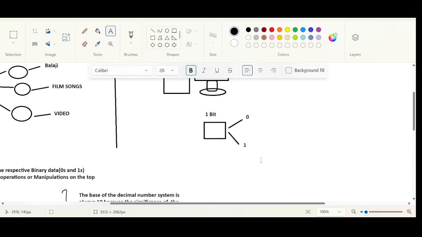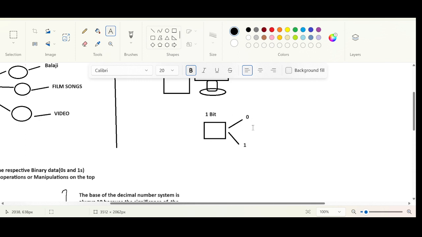It is the smallest piece of memory. There is no memory smaller than this. If anyone asks what is the smallest piece of memory in electronic devices or any computer devices, you can say that 1 bit is the smallest piece of memory, where you can store 2 possible combinations. One is 0, second one is 1.